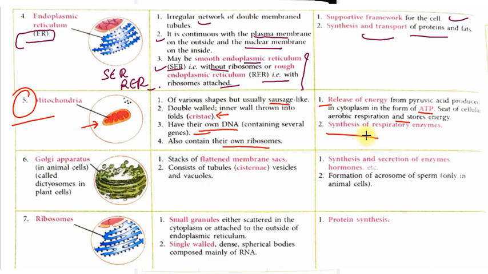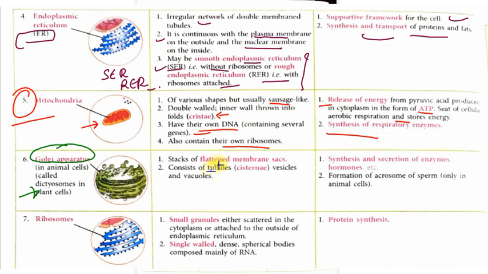It helps in synthesis of respiratory enzymes. So next is Golgi apparatus. In animal cells, they are called Golgi apparatus, and dictyosomes in the plant cells, right?